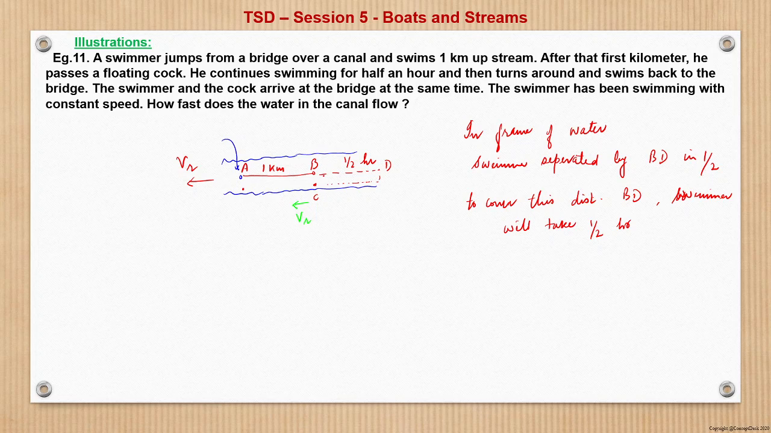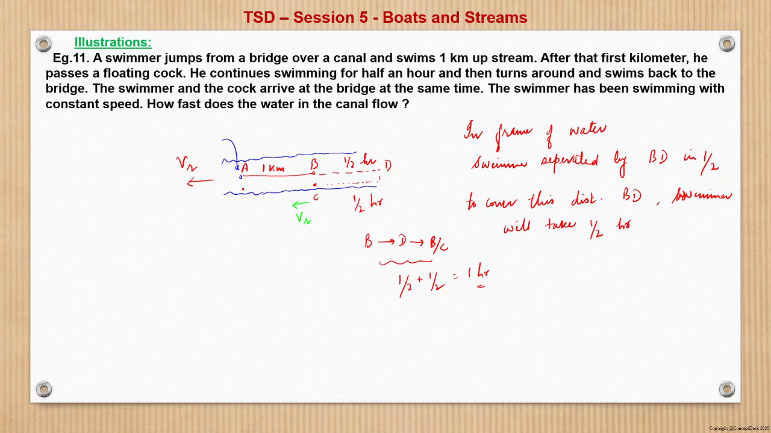So the time taken: since water is not flowing, he is moving at a speed VB both ways. Since to go from B to D he is taking half an hour, to come from D to C, which is again B, he will again take half an hour only, right? In total it takes 1 hour, half plus half.